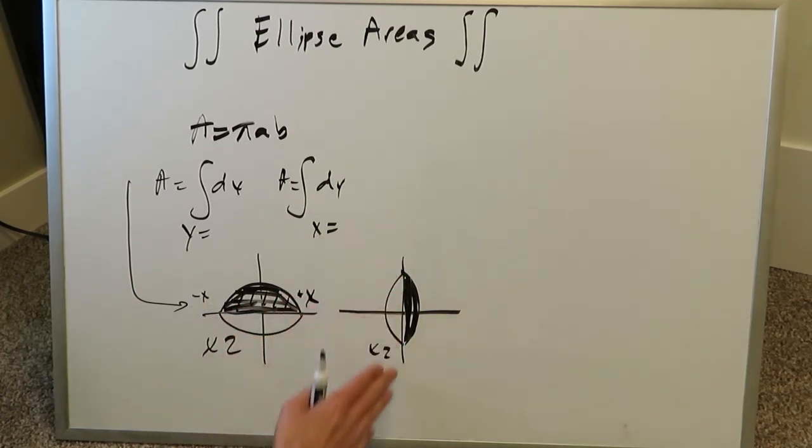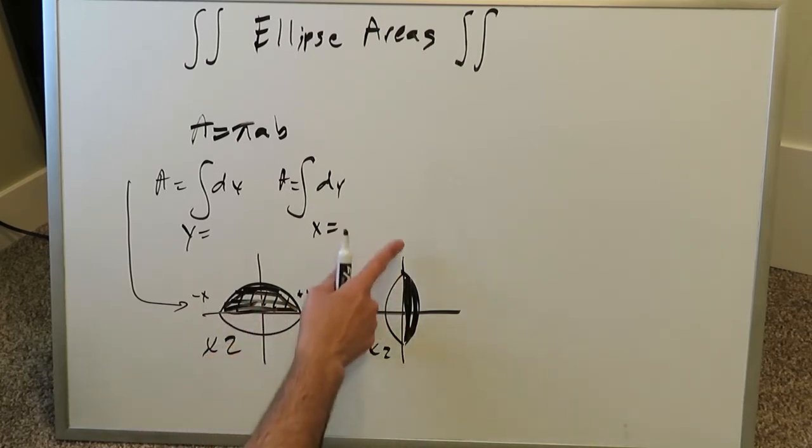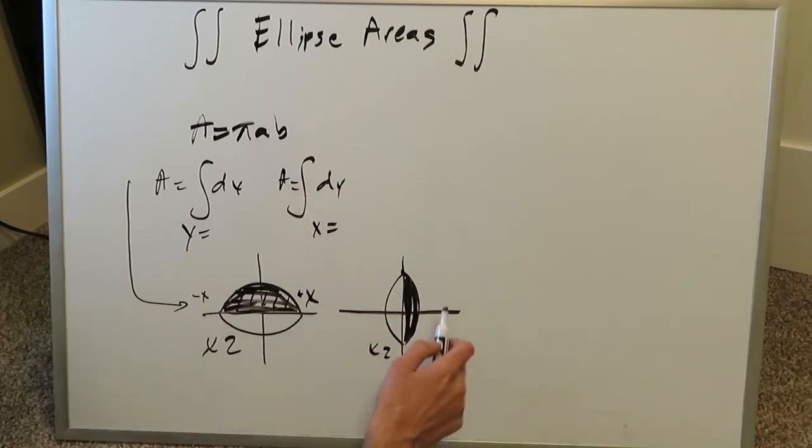When we're integrating with respect to a vertical line of axis such as the y-axis, here it's a horizontal line of axis, here it's a vertical line of axis. Integrating over here, then we're looking at an interval from minus y to plus y. So these are the things we have to keep in mind.